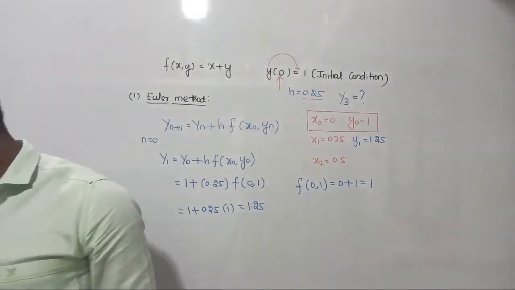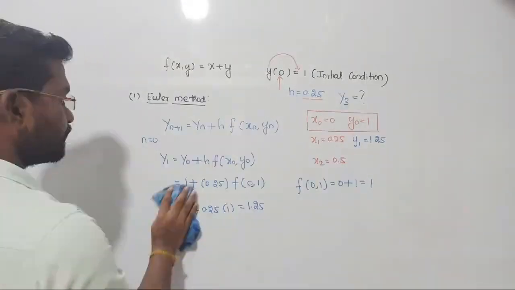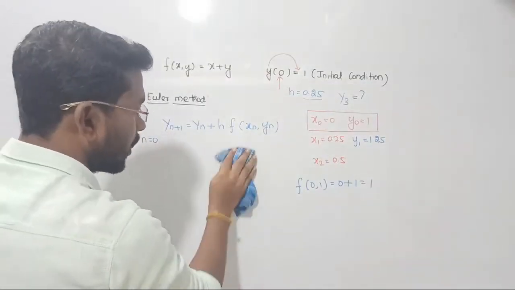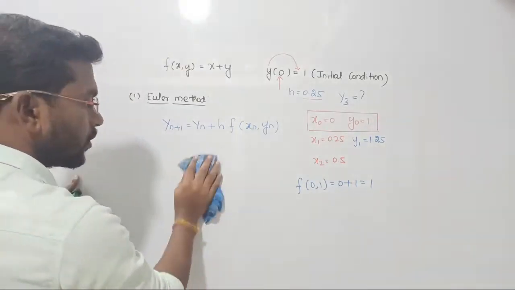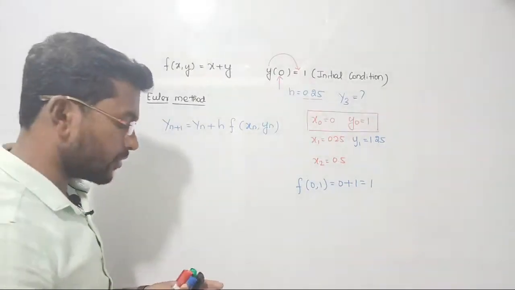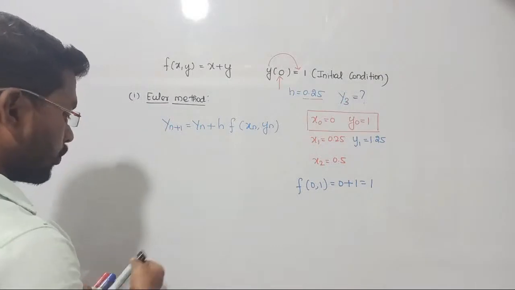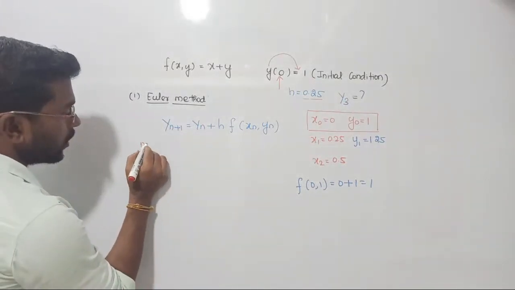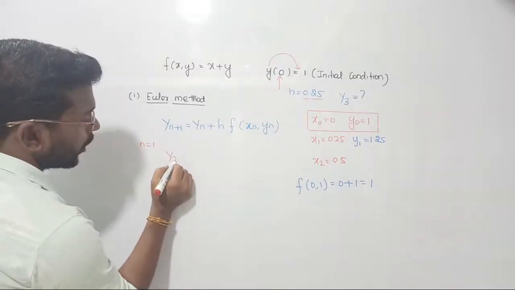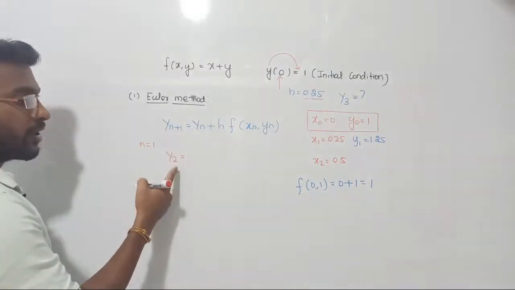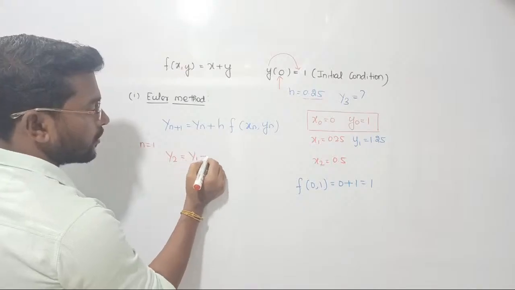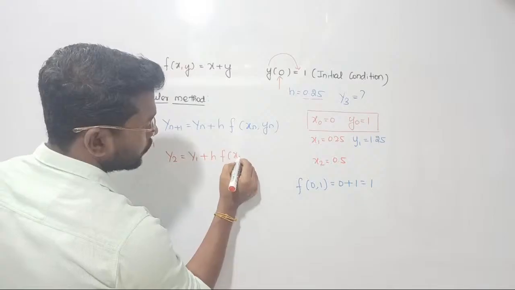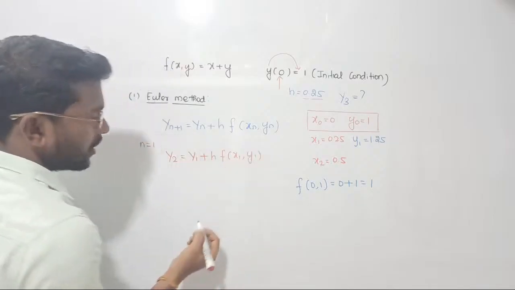Next, we have to find the value of y2, right? In order to find the value of y2, what do we have to do? Keep n equal to 1. So let us do the same thing, but this time I'm going to keep n equal to 1. If we keep n equal to 1, then we are getting y2, correct? Because 1 plus 1 becomes 2. Automatically n will be replaced by 1, and y2 equals y1 plus step size h into f of x1 comma y1, right? Let's continue.